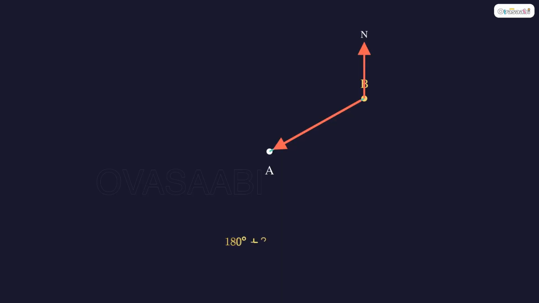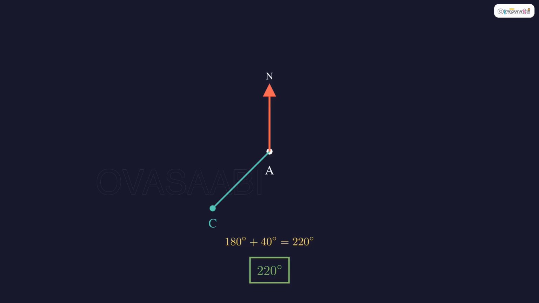Now what's the bearing of A from B? Draw north at B. The angle clockwise is 180 plus 30 equals 210 degrees. Back bearing from C to A, subtract 180 from 220. Answer is 040 degrees. Always check your direction.